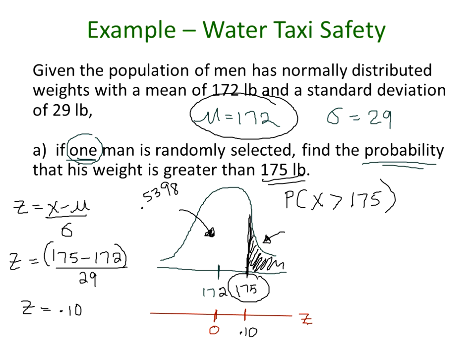So remember how we get the right area. If we have the left area, we get the right area by subtracting 0.5398 from 1. Yes? Okay, so we end up with the right, which is, let me write it down first, 1 minus 0.5398, and you got 0.4602.